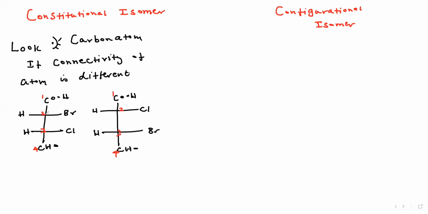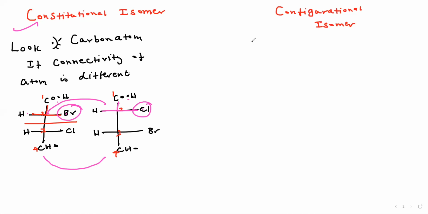Look at the second carbon. What is the connectivity? Br, CHO, H, and this group. Now see this connectivity: CHO and Cl. Therefore, this carbon contains Br, CHO, H, and this carbon contains Cl, CHO. The Br and Cl are different, so the connectivity of the second carbon is different. Therefore, these two are constitutional isomers. Look at the central carbon atom: if the connectivity is different, we call it constitutional isomer. So what is configurational isomerism?